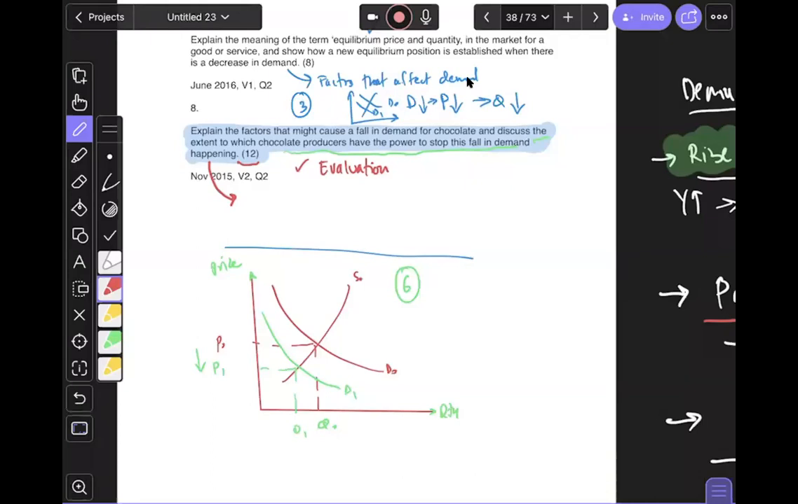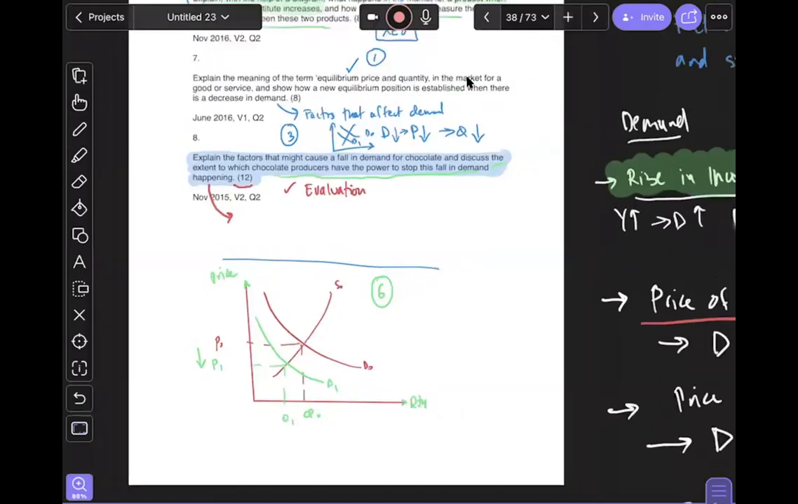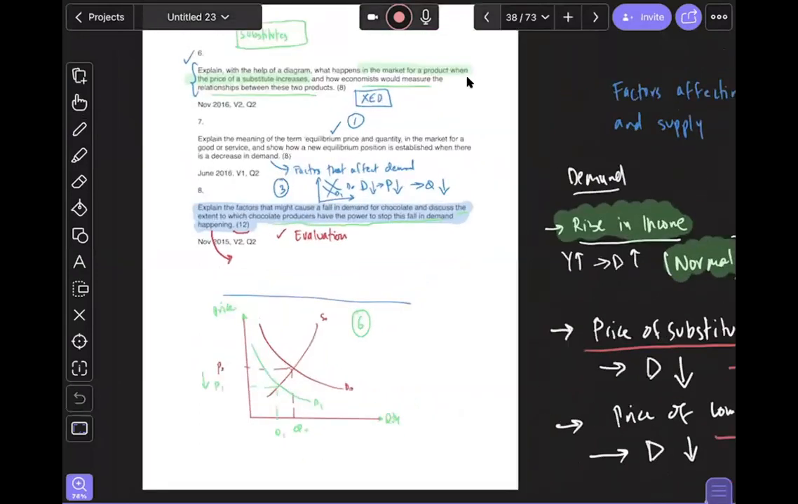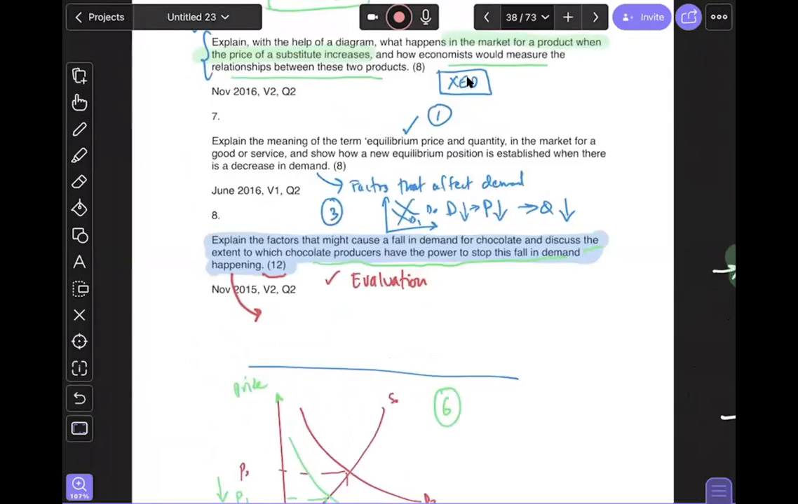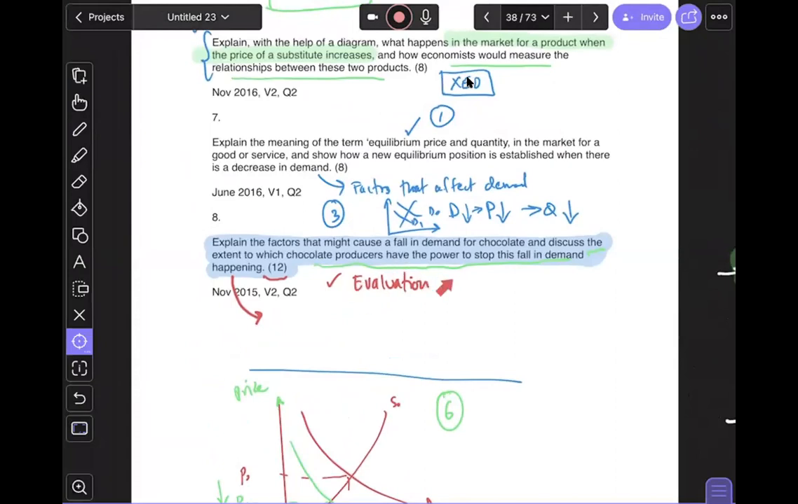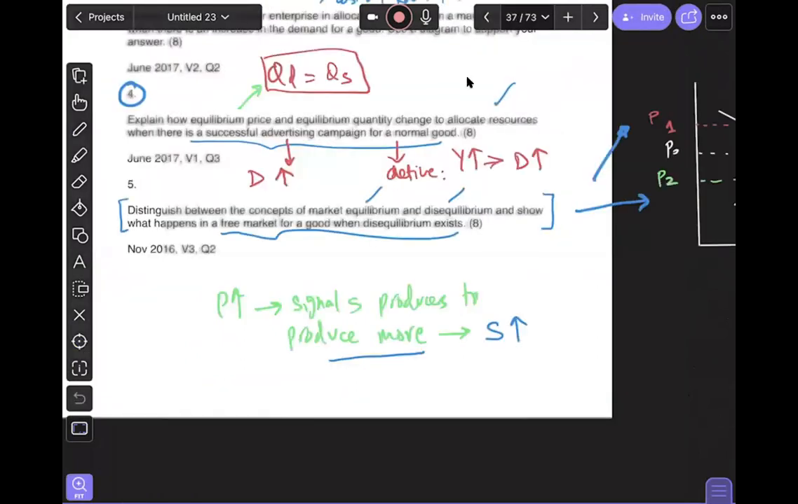Sir, so in the conclusion, we need to tell all about the factors that the chocolate producers can influence and the factors they cannot. Yes, exactly. And the richer your discussion, the more marks you will get, because this is a 12-mark question. The evaluation will basically decide your grade, because the rest of the part is easy. Make sense? Are we good? Yes, sir.